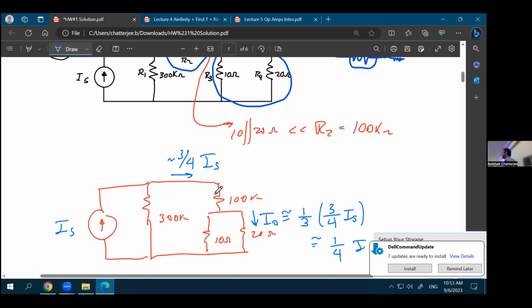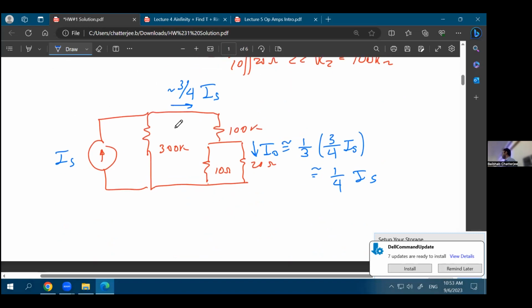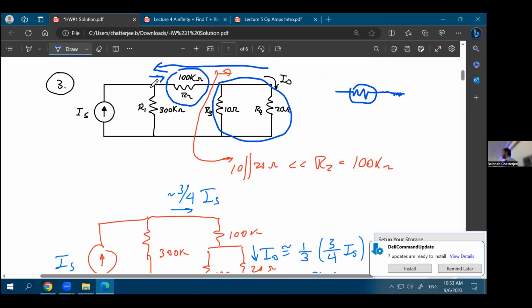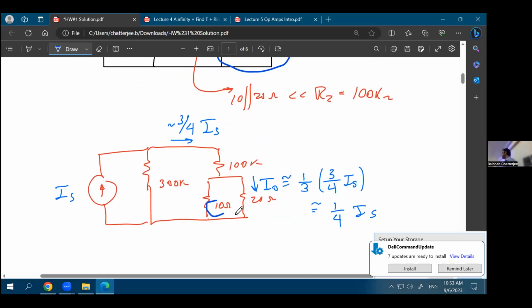And then you can do this small calculation that if you have a 300 kilo ohm as R1 and you have this 100 kilo ohm in series with 10 ohms and 20 ohms, so you have this overall effective network, but then again, the overall resistance is still 100 kilo ohm. So you can just do a current division of that. You can find out that 1/4 of the original current was going through this branch.